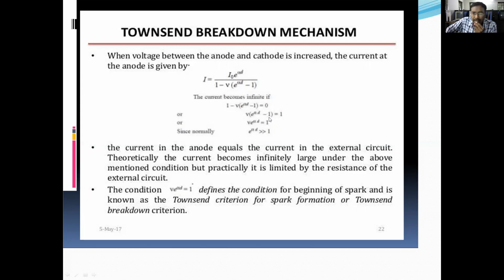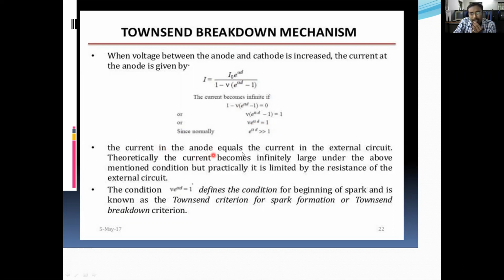This e^(αd) is called the avalanche, the growth rate of current. Here e^(αd) is very high, practically 10^6 to 10^8. Compared to 1, this 10^6 is very high, so we are neglecting 1 here. The equation becomes γ e^(αd) = 1.